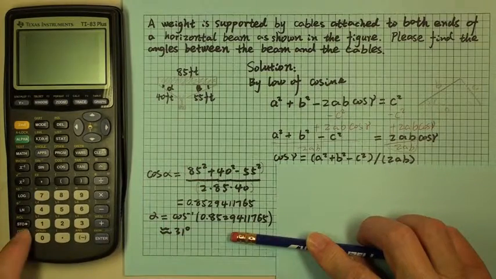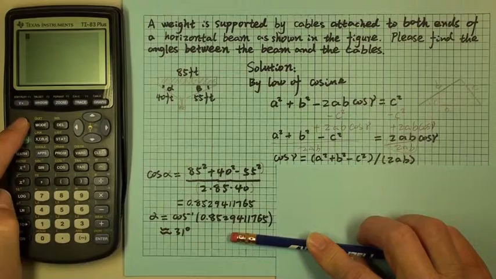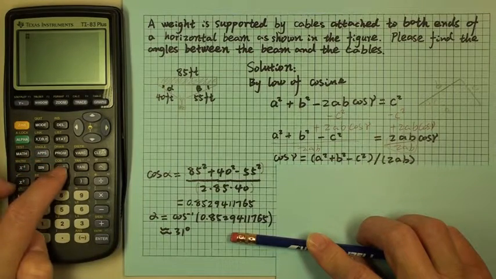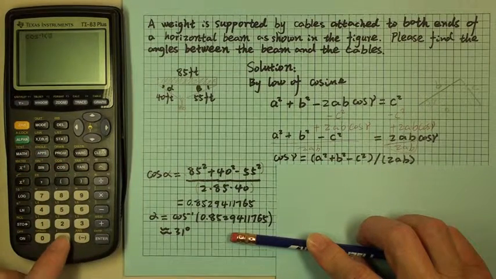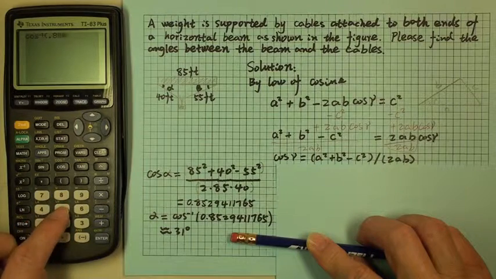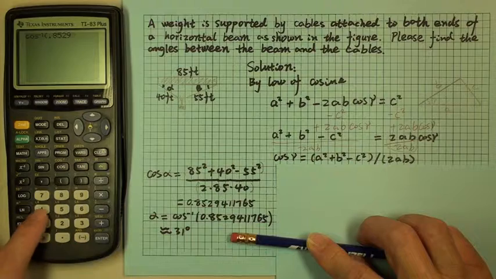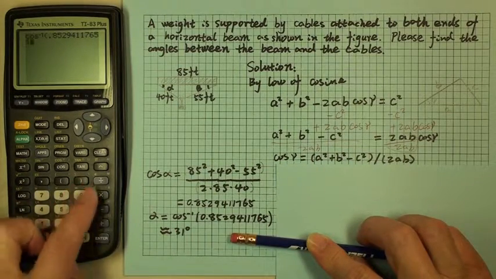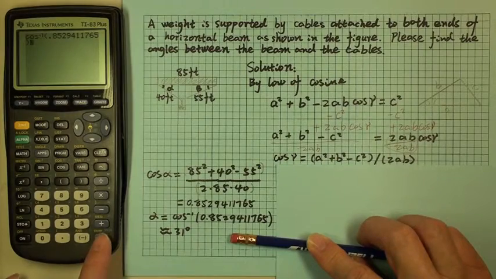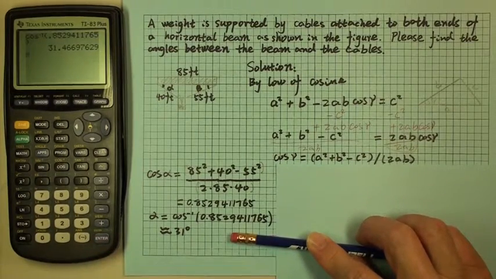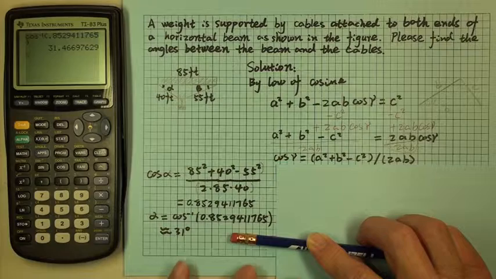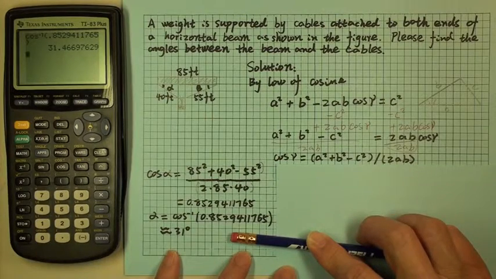Once you get this number, to find alpha you press second, cosine inverse, and then enter 0.85294111765, close parenthesis. If you hit enter, you then have the answer. The answer is approximately 31 degrees.